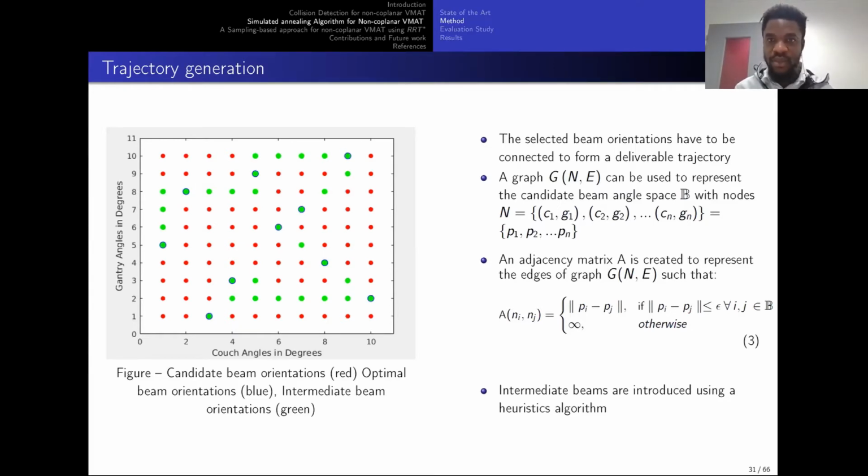So for us, we create a graph structure to be able to do this. The graph structure holds all the candidate beam orientations. We create an adjacency matrix in order to represent this graph. And then we run a heuristic algorithm that we use to insert the intermediate beam orientations for this step. So this is a very important consideration in this methodology.